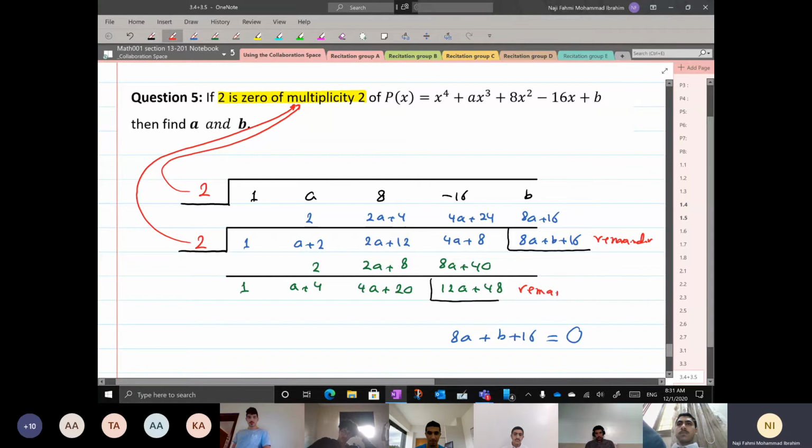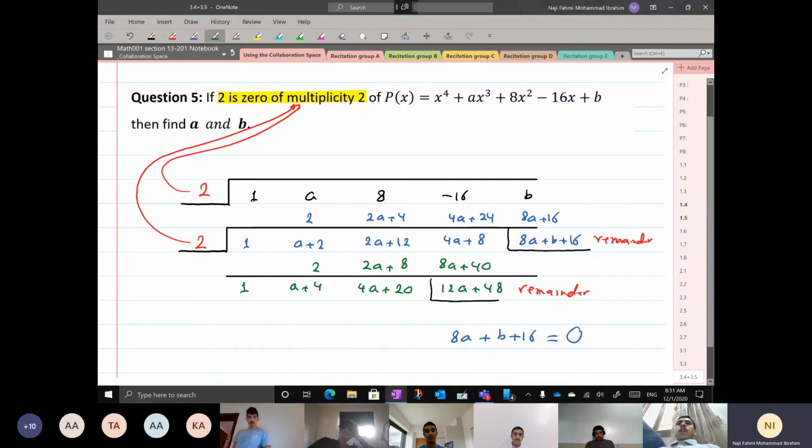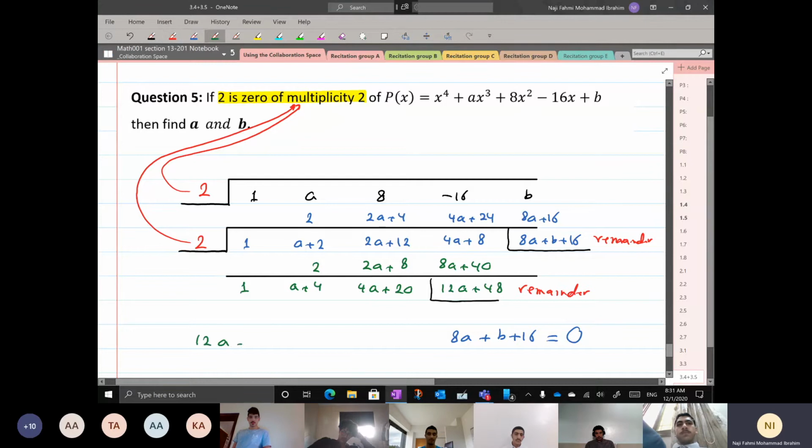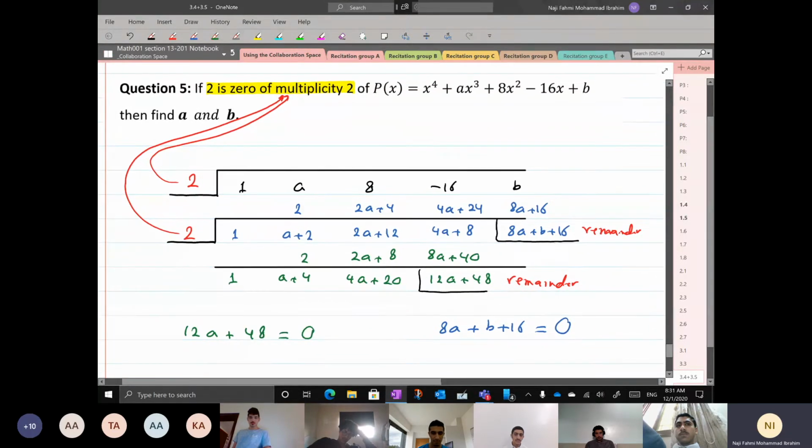Also, we said this remainder should be what? 0. Should be 0. So can I say that now 12A plus 48 is equal to 0? Yes. But now, Shabab, I made two remainders. In the first remainder, we have two variables, which are A and B. In the second remainder, we have only one variable, which is A.